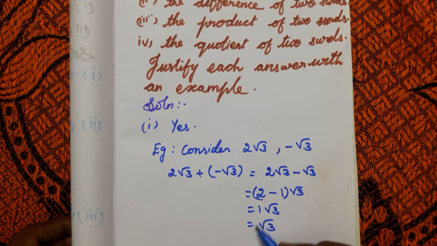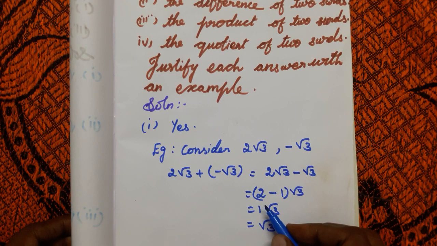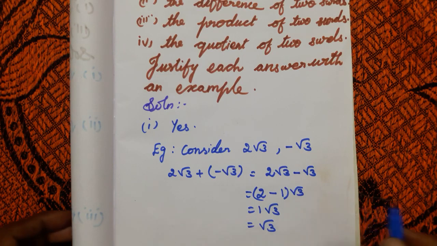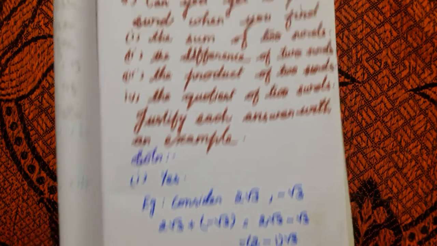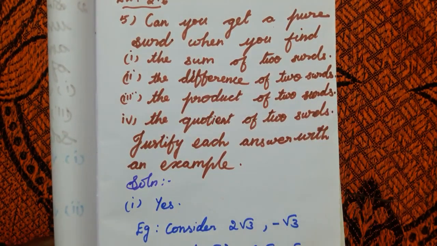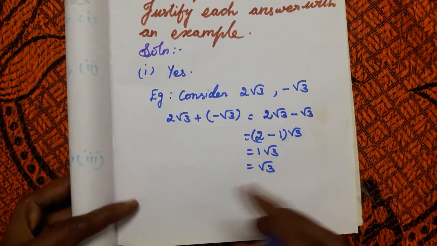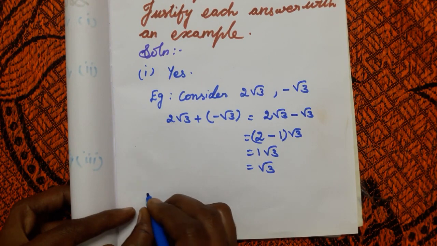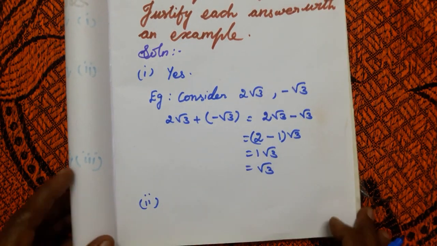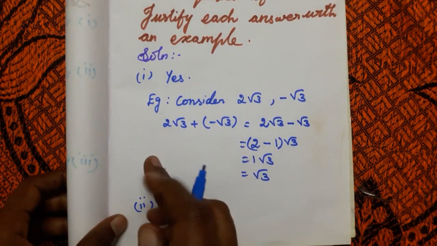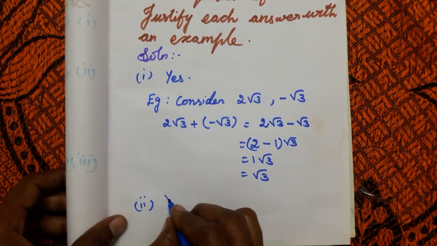Is it a pure Z? Yes, it is a pure Z. Why? The coefficient is 1. When we get the coefficient 1, that is a pure Z. Next, the difference of two Z's. We have to find out the difference of two Z's. Whether we can get it? Yes, the answer is yes.